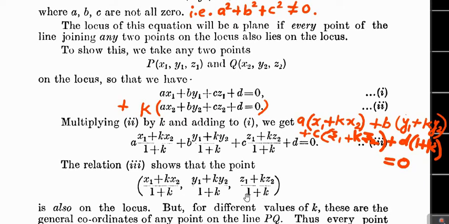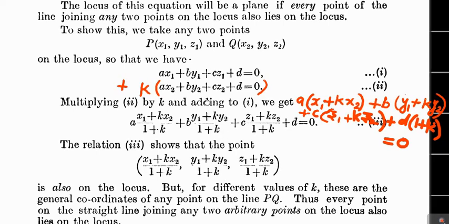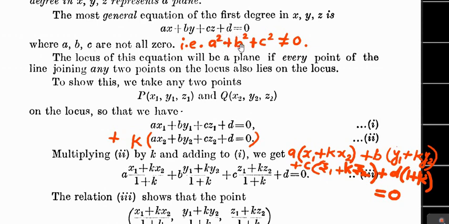So, this point satisfies the equation of the locus. And if you remember, this is nothing but the coordinate of any point which lies on the line joining points P and Q. So therefore, we have shown that every point on the line joining the points P(x1, y1, z1) and Q(x2, y2, z2) also satisfies the equation of the locus, means is also on that locus, and which then by the characteristic property of the plane means that locus ax plus by plus cz plus d equal to 0 with a square plus b square plus c square not equal to 0, this locus given by the first degree equation in xyz, represents a plane.